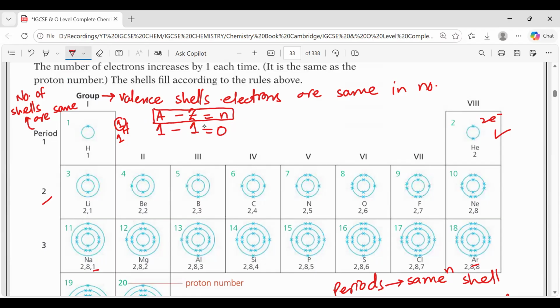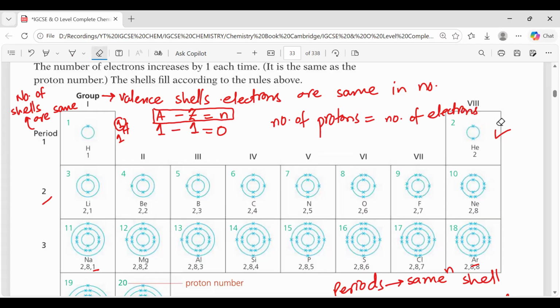And how do we check the electron number? Simply check the atomic number, the proton number. The proton number is equal to the number of electrons, right? In a neutral atom, we have discussed that the number of protons is equal to the number of electrons, right?